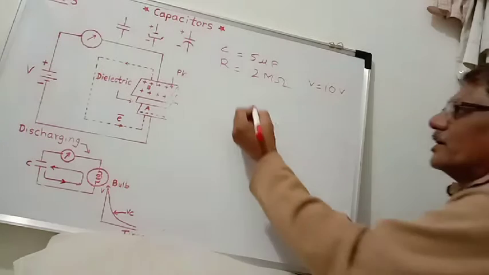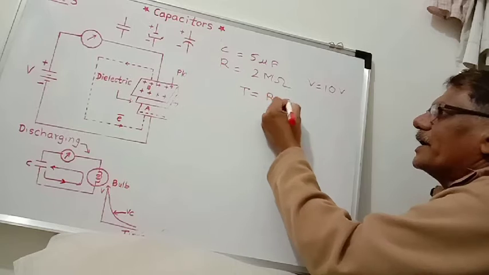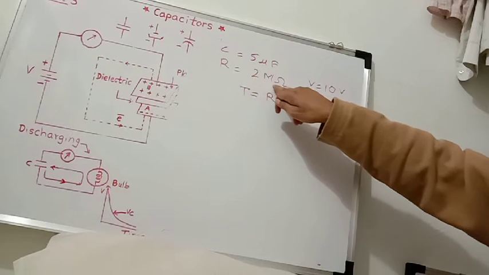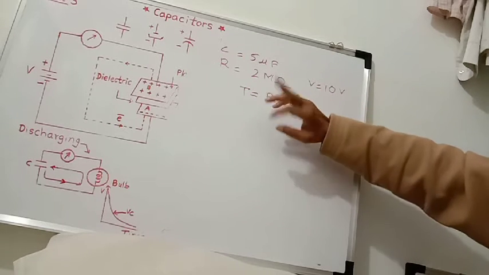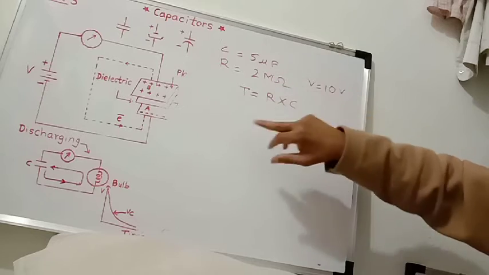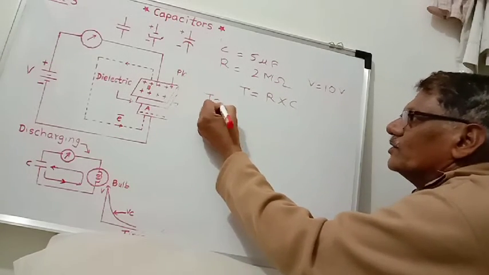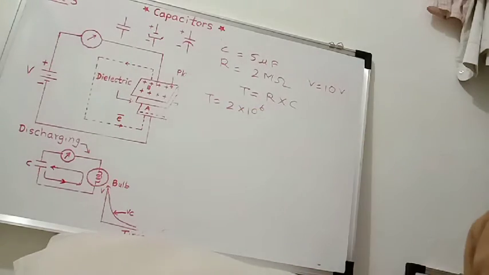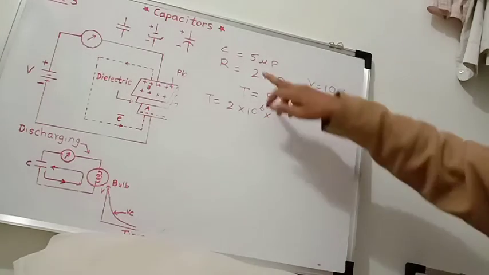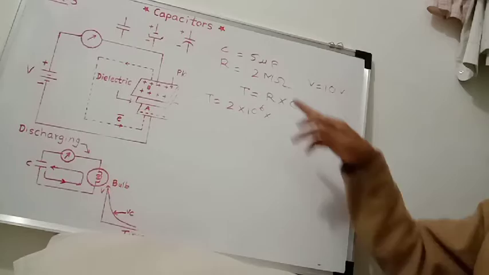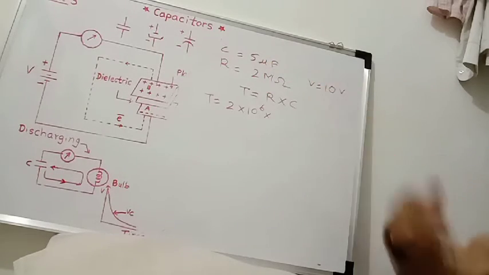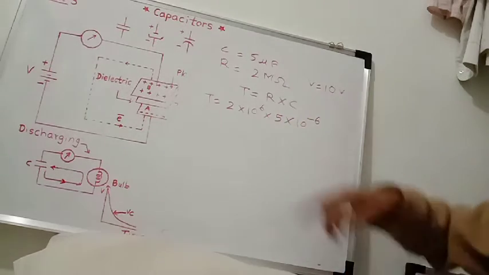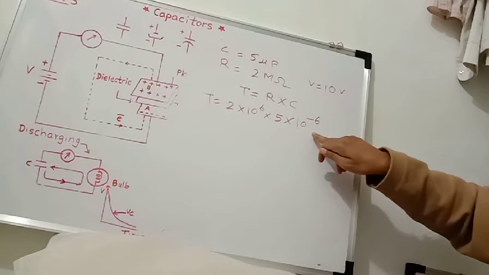So we know that time constant T is equal to R into C. Here R is equal to 2 mega ohms. First of all, we have to convert this mega ohm into ohms. That is, T is equal to 2 into 10 raised to 6 ohms, into what is C? C is 5 microfarad. So convert this microfarad into farad: 5 into 10 raised to minus 6 farad.